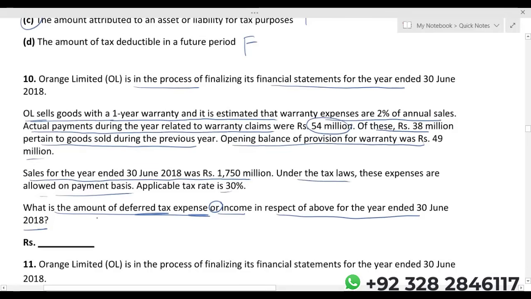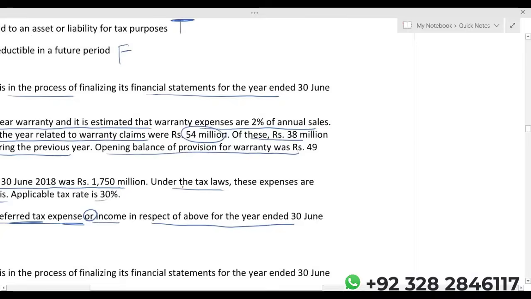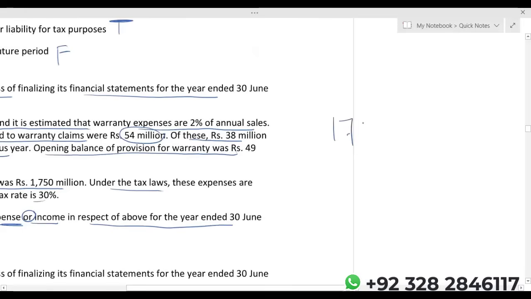Now read the requirement again. They are asking what is the amount of deferred tax expense or income in respect of the above for the year ended. Now listen. The sale is 1750. 2% of that is your warranty provision. Warranty provision of the current year, which is 35 million. The story does not end here.